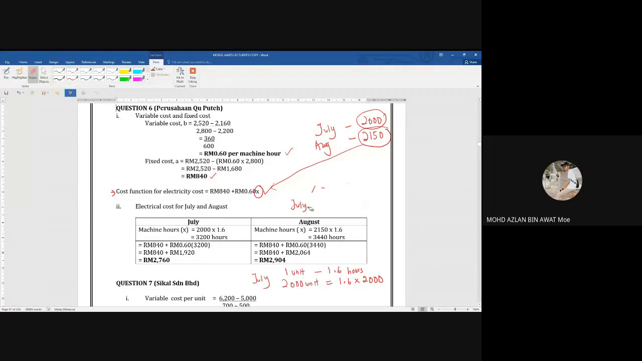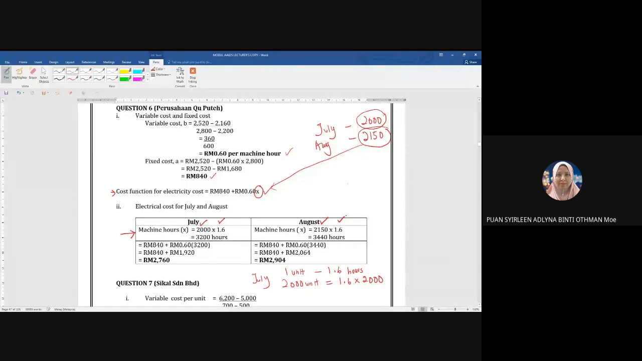Azlan? Ya. Boleh ikut. Okay, so sekarang sebab itu, before I calculate X2 dan masukkan ke dalam Julai ni, saya kena kira dulu machine hours untuk Julai. So machine hours untuk Julai 2000 darab 1.6. Machine hours untuk Ogos 2150 unit darab 1.6.